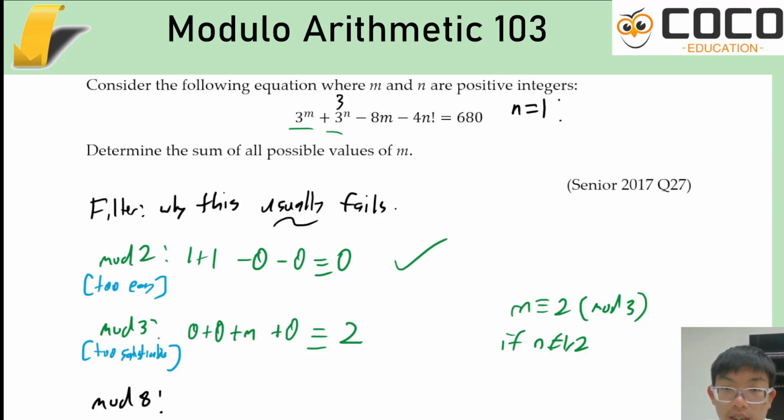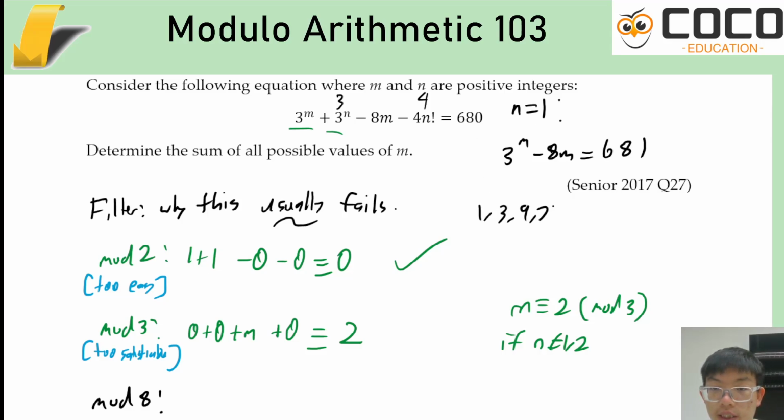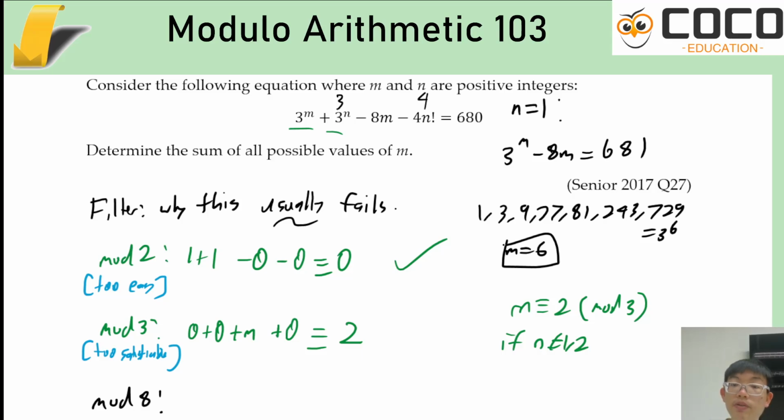If I put in 1, then I just get 3 to the m minus 8m is equal to 681. It is now quite obvious that for the left hand side, powers of 3 are going to increase really fast, so you just find a nearby power of 3 and hope it works. So if we just list out the actual powers of 3, 729, which is 3 to the power of 6, is near enough, and m equals 6 actually works. So m equals 6, n equals 1 is going to be the only solution, and mod 8 has helped me to fish this out.